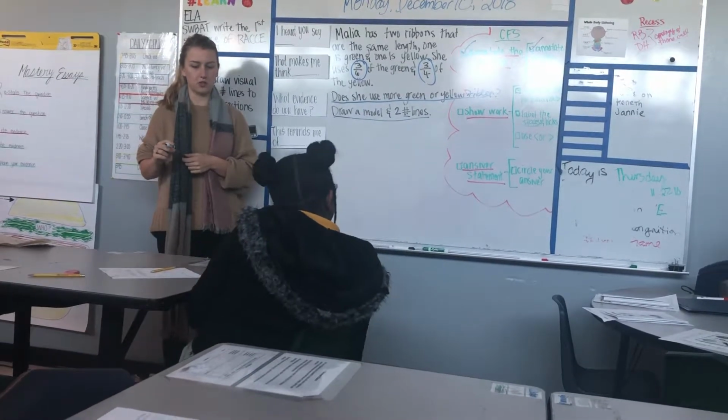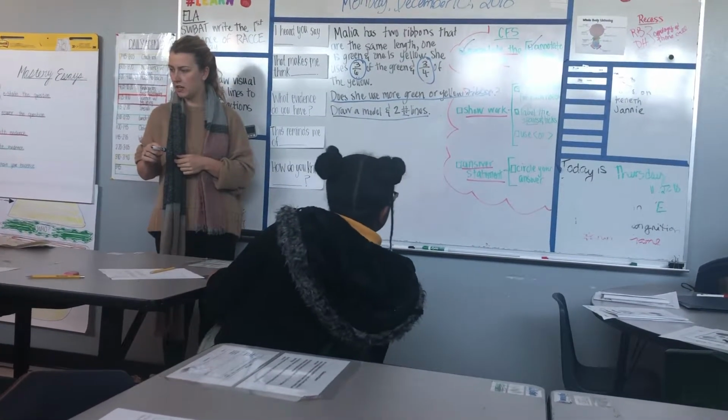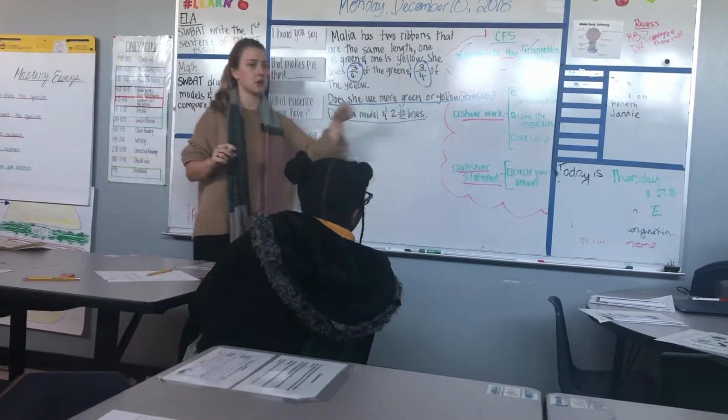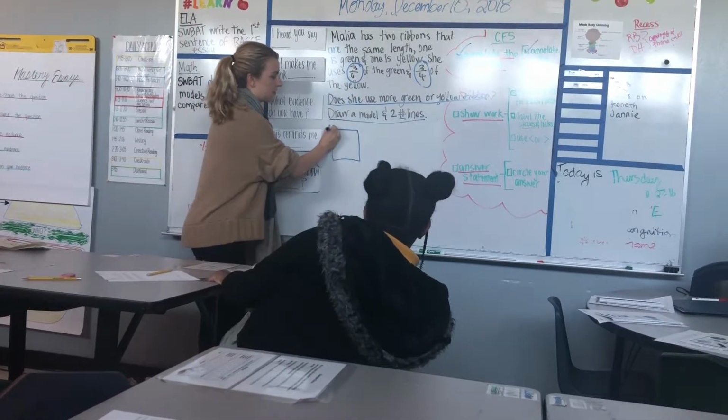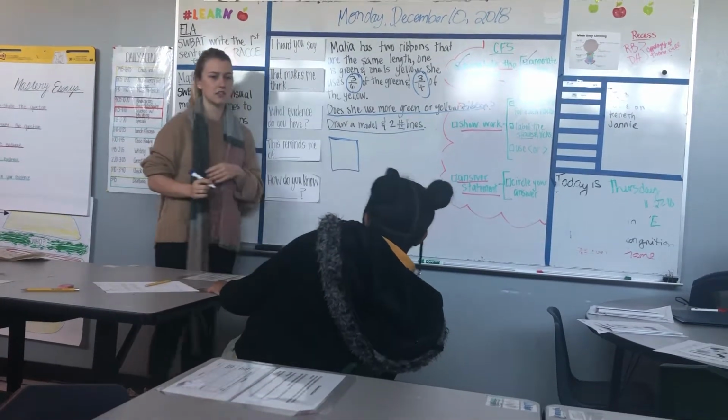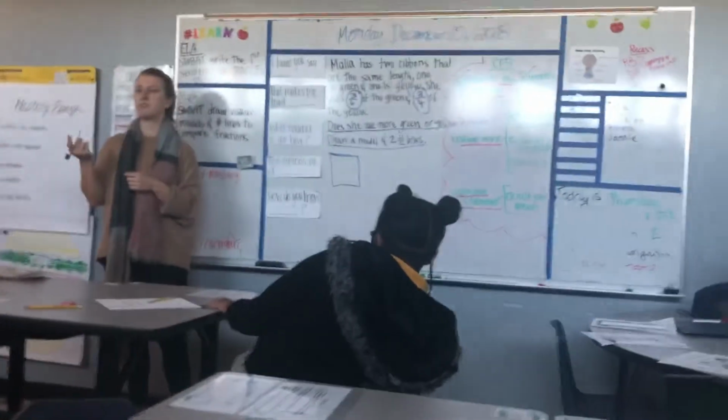Let's draw a model first. So we're gonna draw a model for 3/6 and 3/4. So I'm gonna draw 2 rectangles. And Janie, should my rectangles be the same size or different sizes? Same. The same size. Rashawn, why do they have to be the same size?